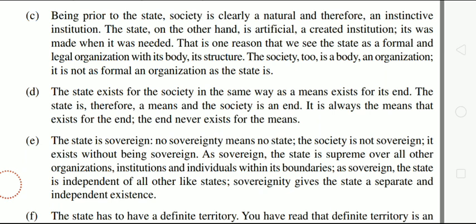E. The state is sovereign. No sovereignty means no state. The society is not sovereign. It exists without being sovereign. As sovereign, the state is supreme over all other organizations, institutions, and individuals within its boundaries. As sovereign, the state is independent of all other like states. Sovereignty gives the state a separate and independent existence.